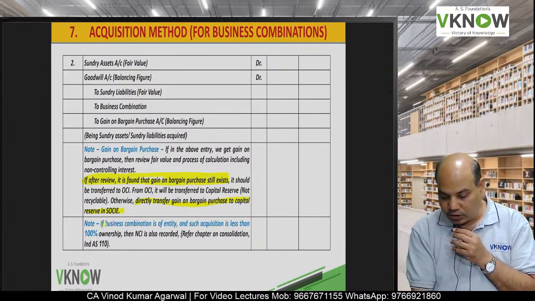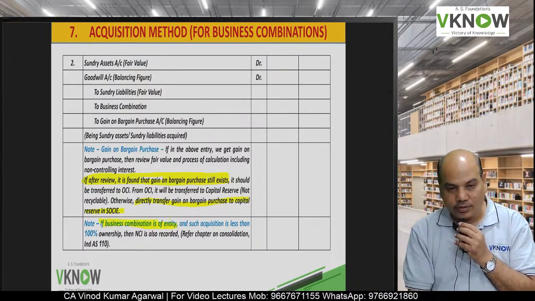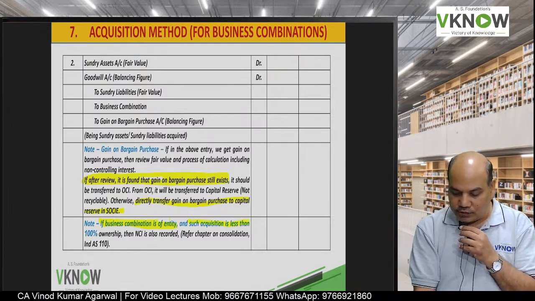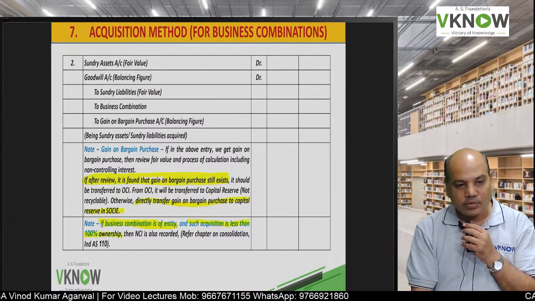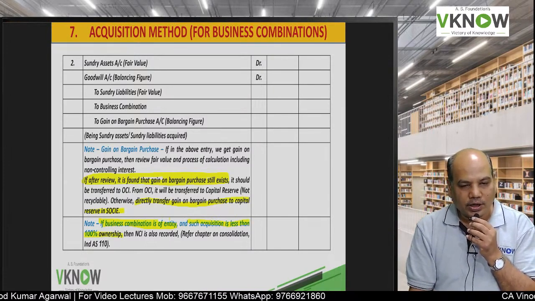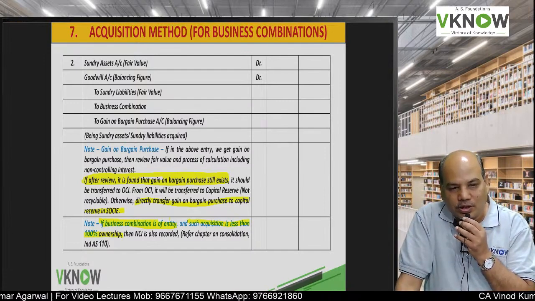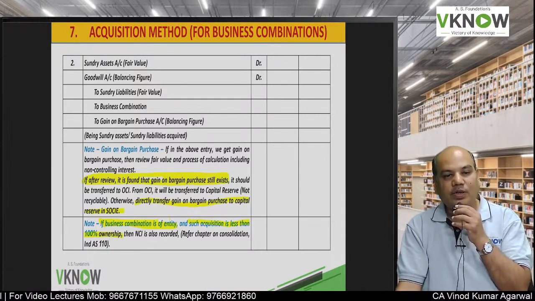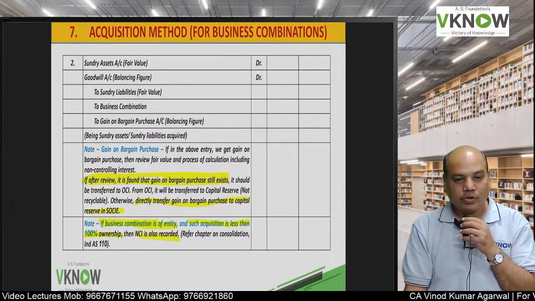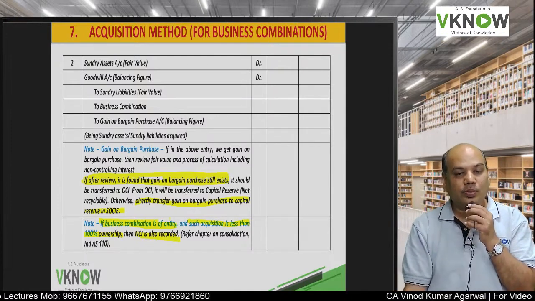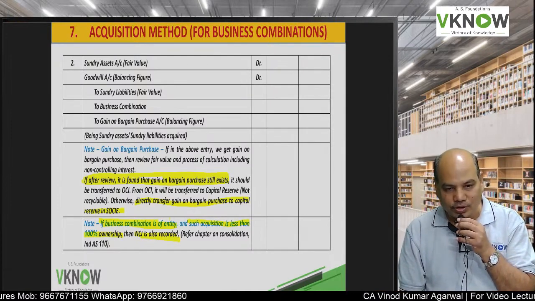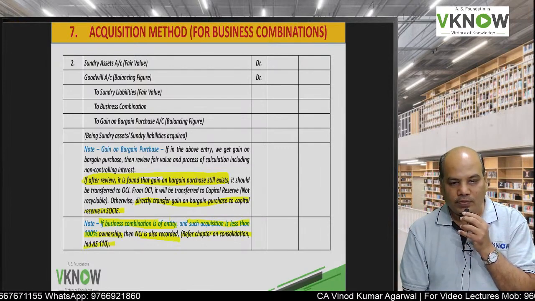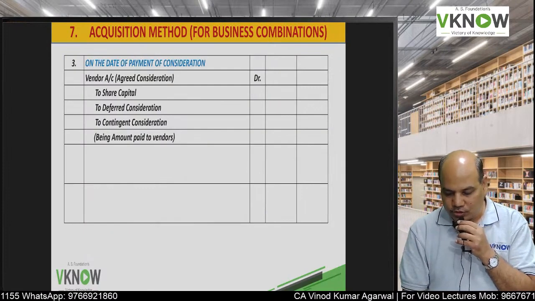Now if business combination is of an entity, suppose you acquired another company, then such acquisition is less than 100% of ownership, which is usually asked in your exam, that a company acquired 80% share in another company. What about the remaining 20%? The remaining 20% will be treated as non-controlling interest. Non-controlling interest will also be recorded on the date of acquisition. More about NCI in Ind AS 110 coming soon.